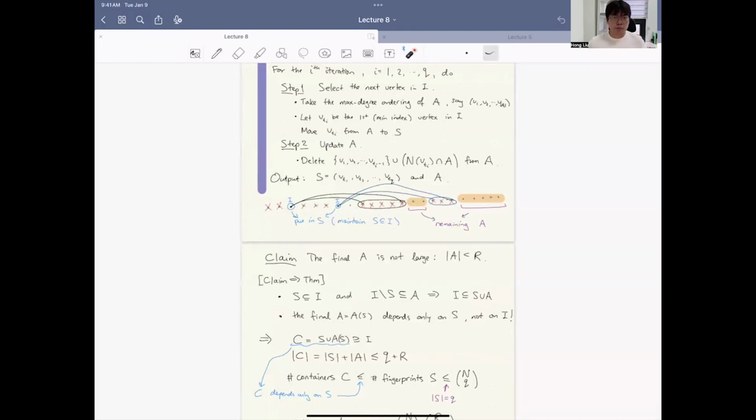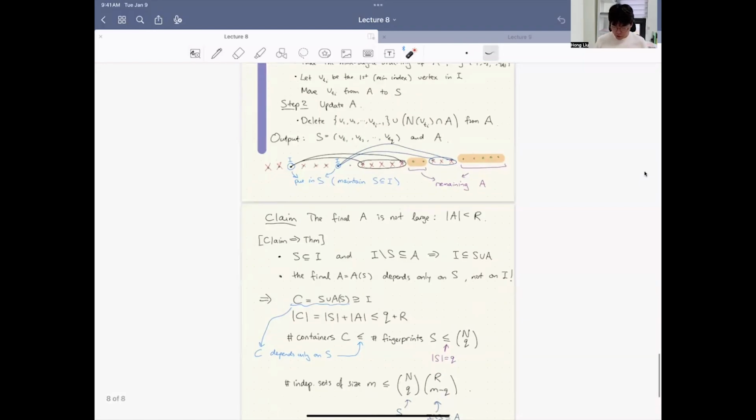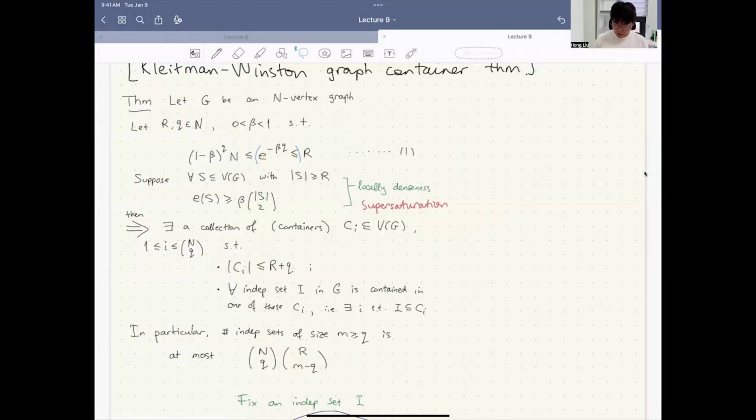Okay, so if there's no question, let's finish this proof here. Let's try to prove this claim. The proof is basically what I just said.